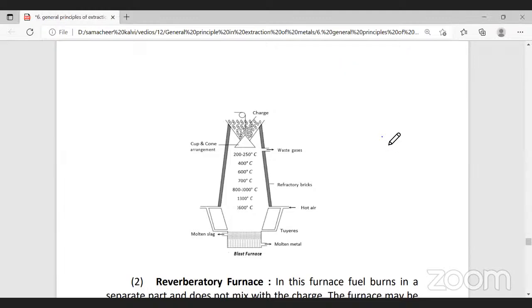Yesterday we were learning about the extraction of iron from hematite ore. We will continue with that extraction of iron, and then we'll go on to copper, and Ellingham's diagram.